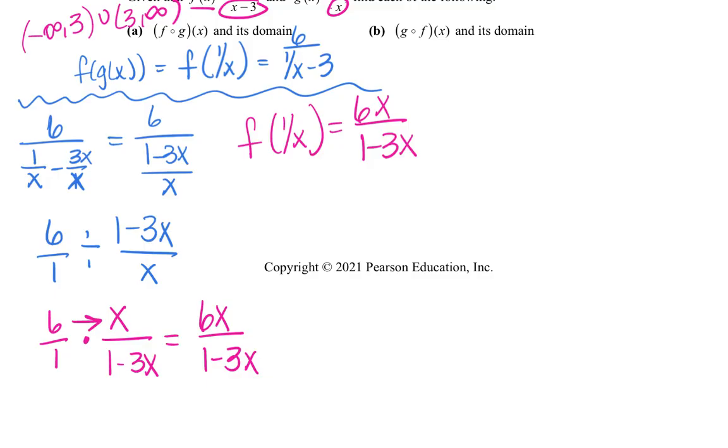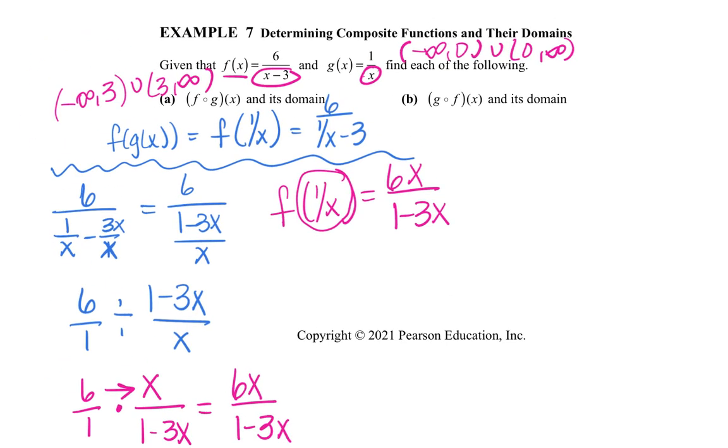Okay, so what we want to know is if this piece right here can't be 3, because remember we just said here that when we're looking at the f function, x cannot be 3. So what is going to make this piece be 3?